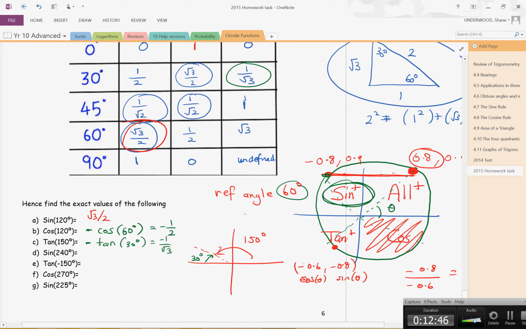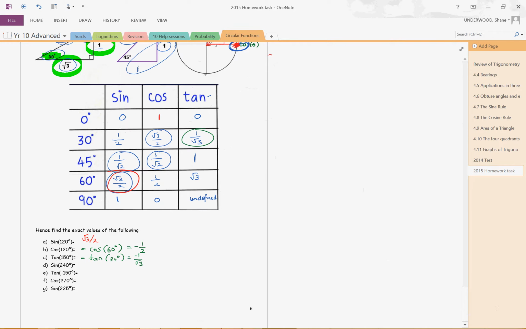Now, what about sine of 240? What's my reference angle? I'm going to pause this video, and I'm going to get you to have a go at the last 4, and then we're going to go through them together. I'm going to resume now.